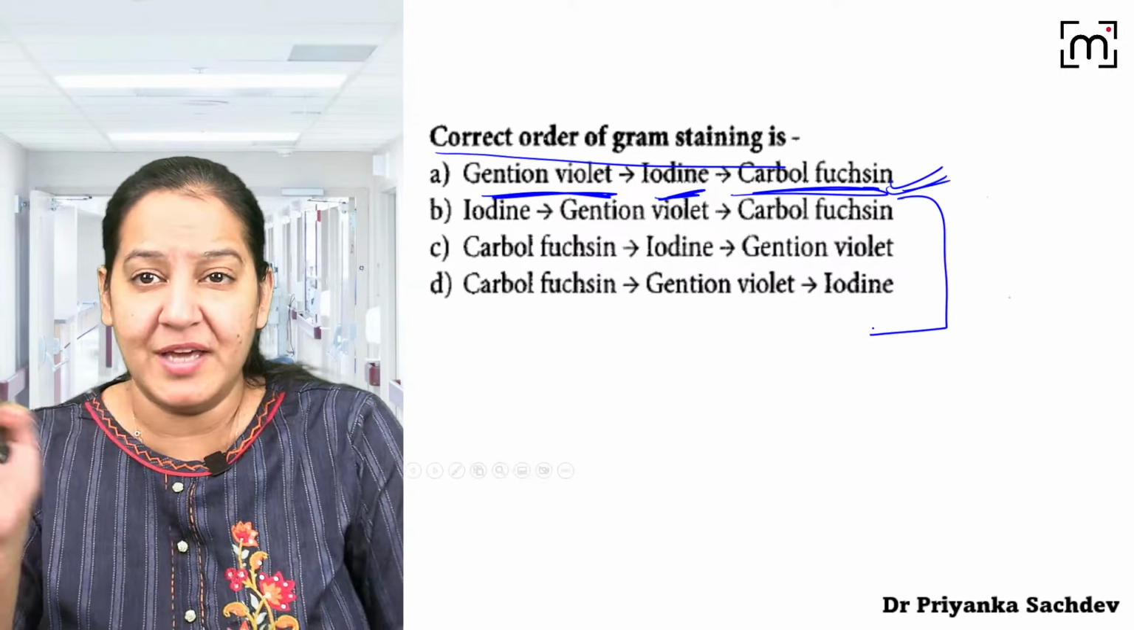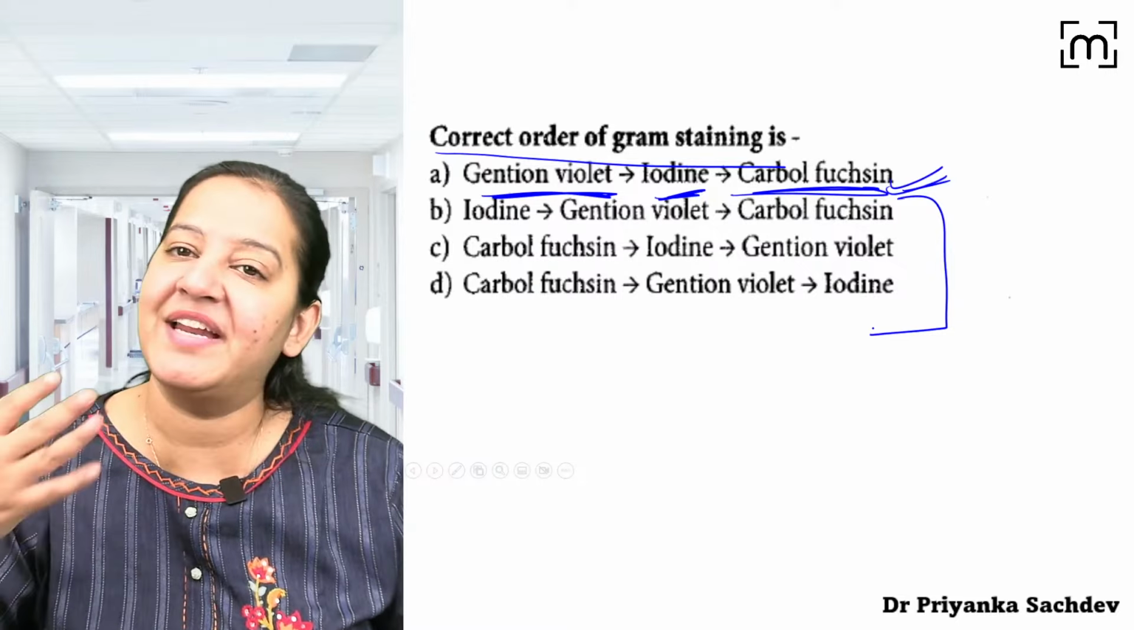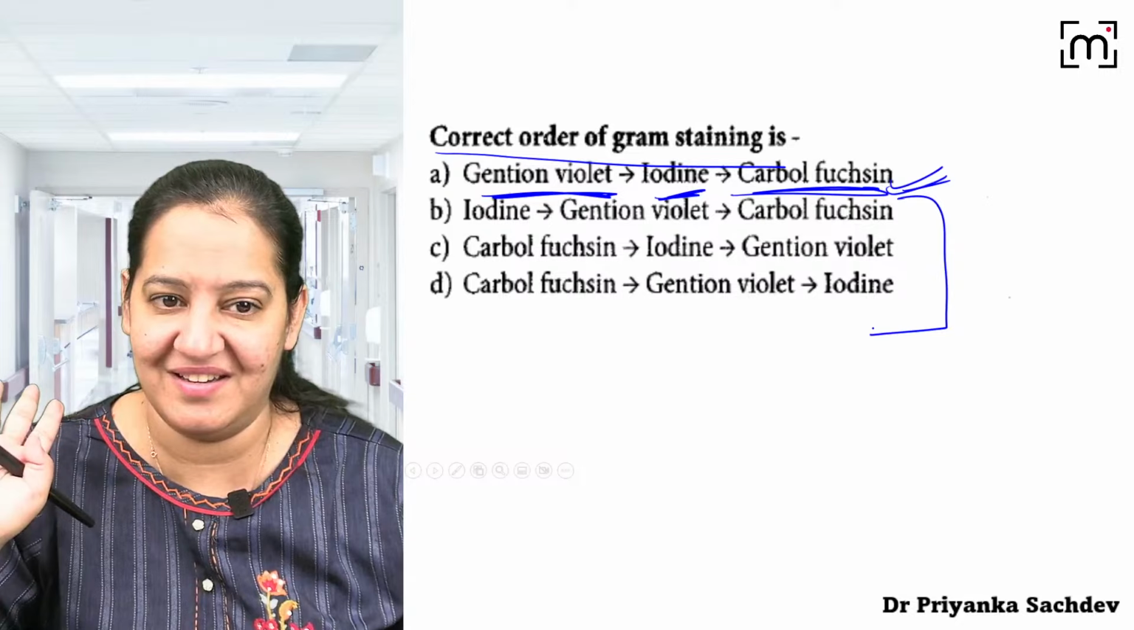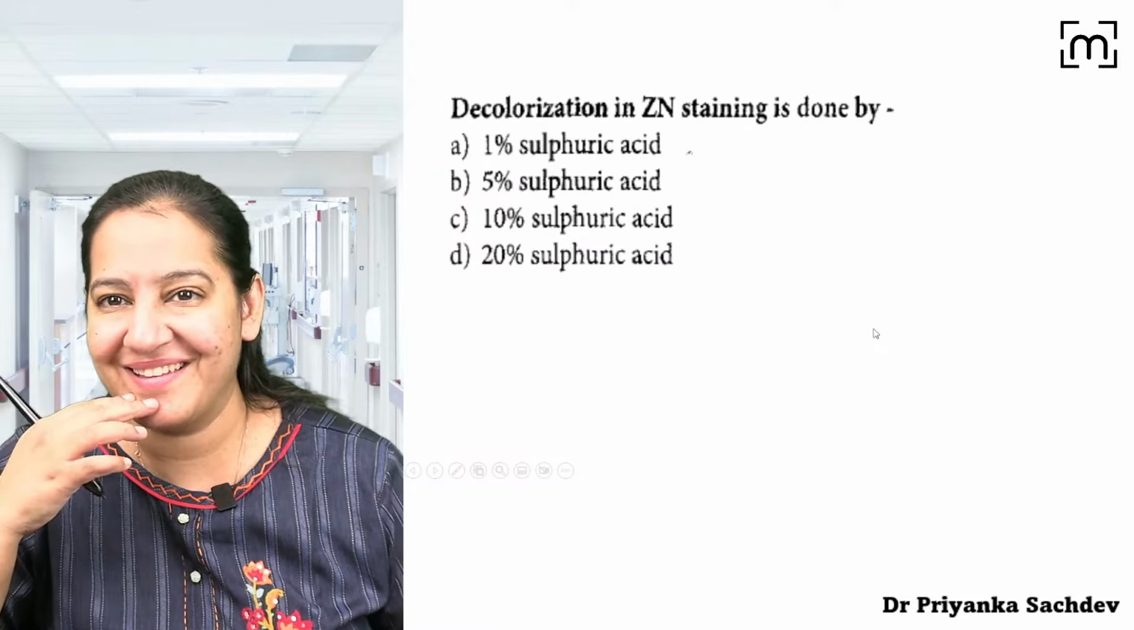If you see the rest of the options, they are ulta pulta. So the correct answer here is A. It's a very important PYQ, repeated many times in various exams, including FMG. You all are right. Now can you tell me the next question?